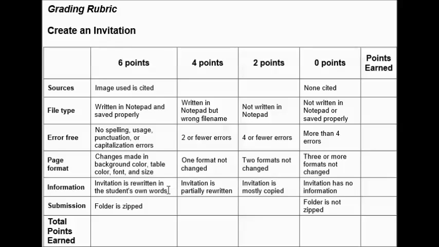Make sure the invitation is rewritten in your own words. You only get a couple points if it's mostly copied. If there's no information, then of course you get none. Your last 6 points is for whether you zip it or not. So if you get all of these, you get the total of 36 points, or you get partial credit. So that's how it's being graded. A lot of you guys don't pay attention to this grading rubric, but if you want your 100%, this tells you how to get it.